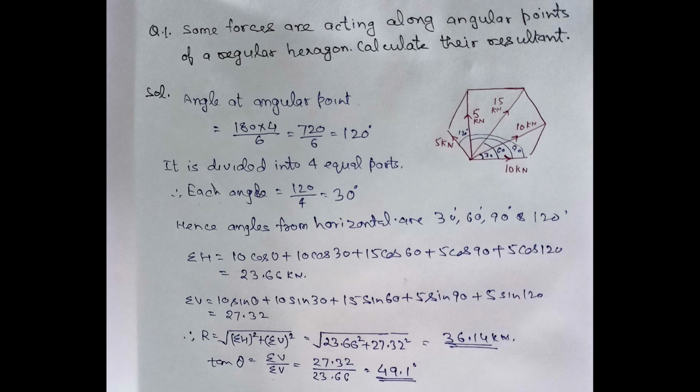In this way we can calculate the resultant of forces which are acting along some regular shape like regular pentagon or regular hexagon. Angles will not be given to you. You will have to calculate angles by using this method, and then we will apply sigma h, sigma v and find out resultant by using under root sigma h square plus sigma v square and direction tan theta equal to sigma v upon sigma h. So in this way we will calculate the resultant.